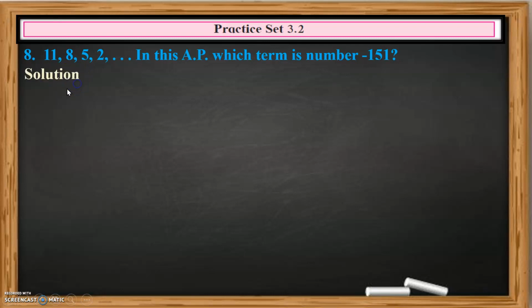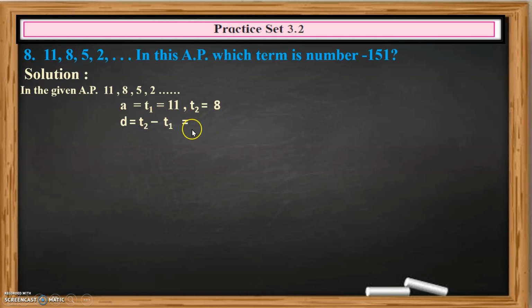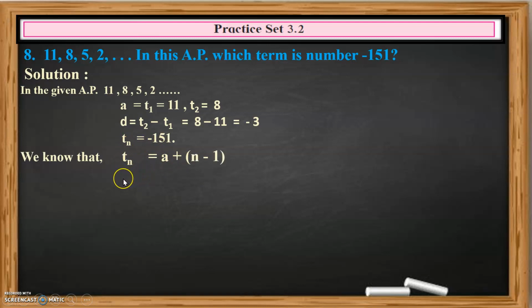Okay, so let's write in the given AP 11, 8, 5. A is equal to T1 equal to 11. T2 will be 8. Therefore D will be T2 minus T1 equal to 8 minus 11 equal to minus 3. I told you it's decreasing, so the answer will be negative. And Tn is minus 151. So we write the formula. In this formula we shall be substituting now.